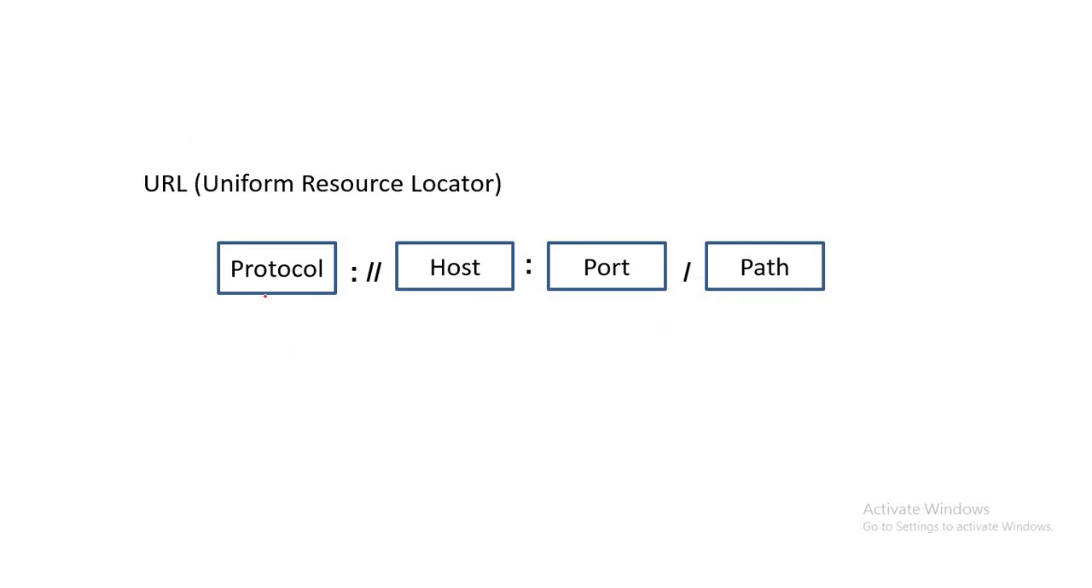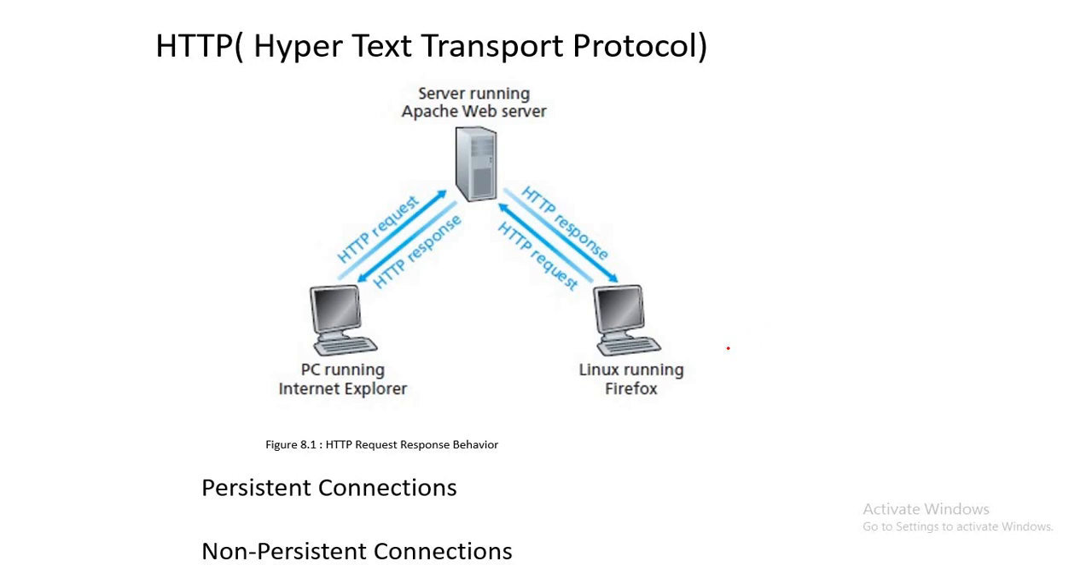We have also discussed URL, known as uniform resource locator. There are components of URL like protocol, host, port and path. So we have discussed this topic in detail. In the last session, we have discussed HTTP, which stands for Hypertext Transfer Protocol.